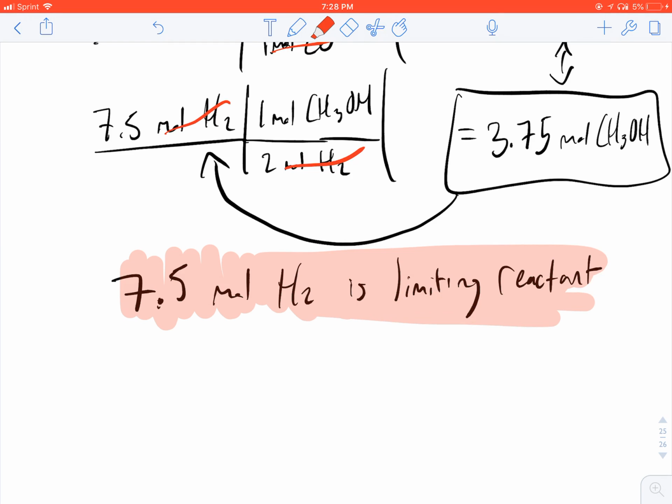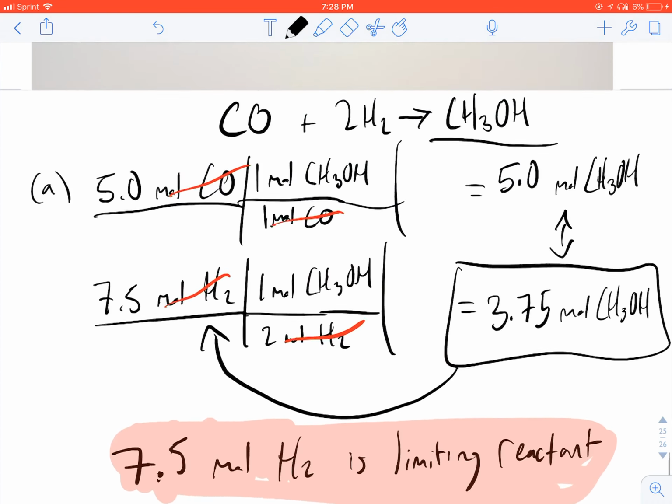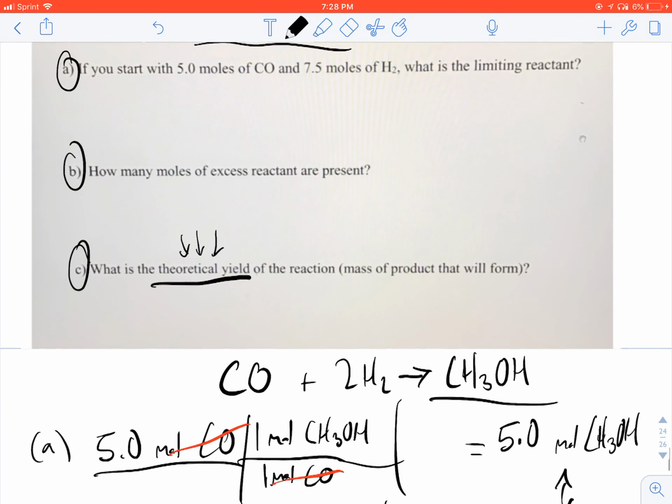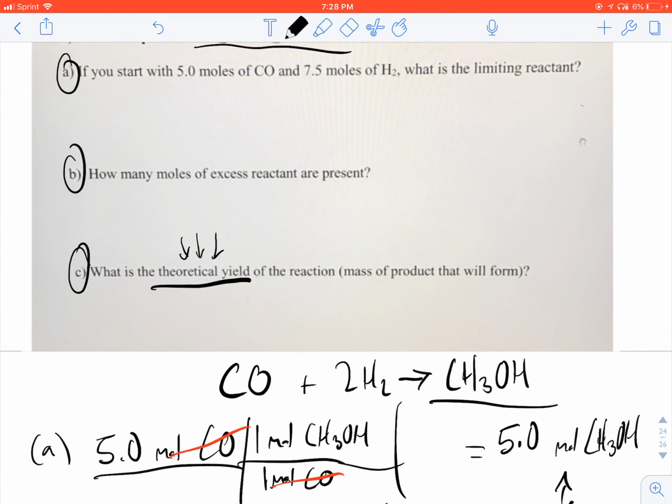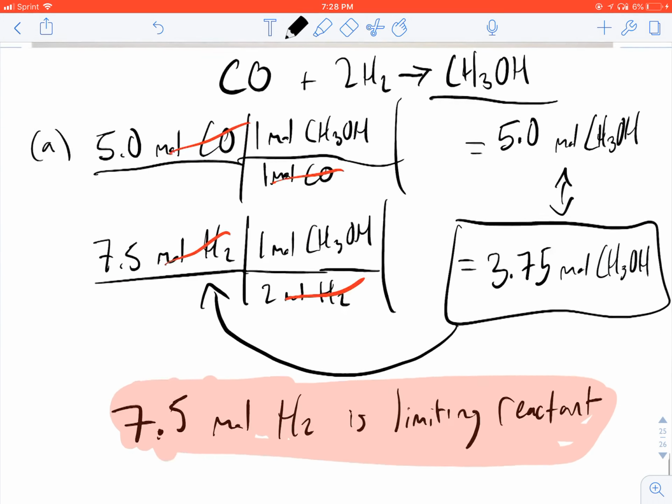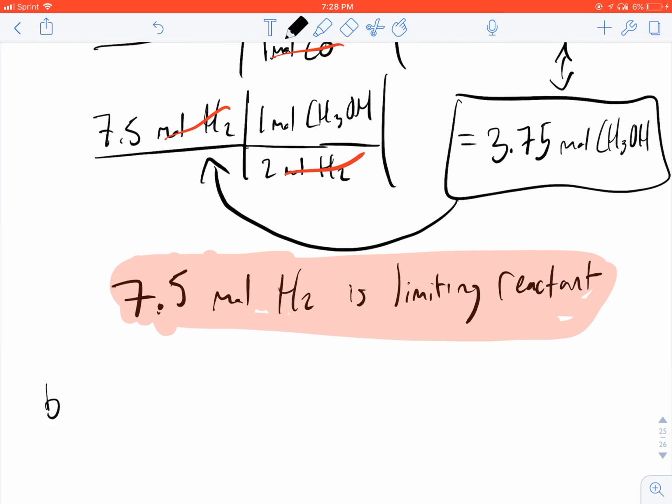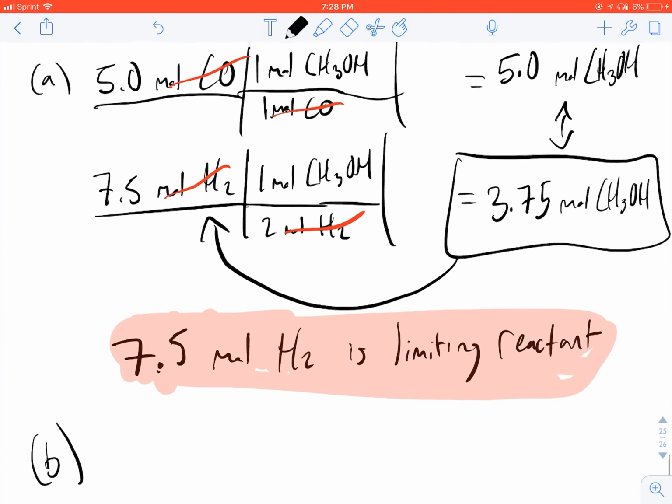Easy does it. So far so good, nothing new, right? There should be nothing new if we did the limiting reactant lesson first. So moving on to part B. How many moles of excess reactant are present?